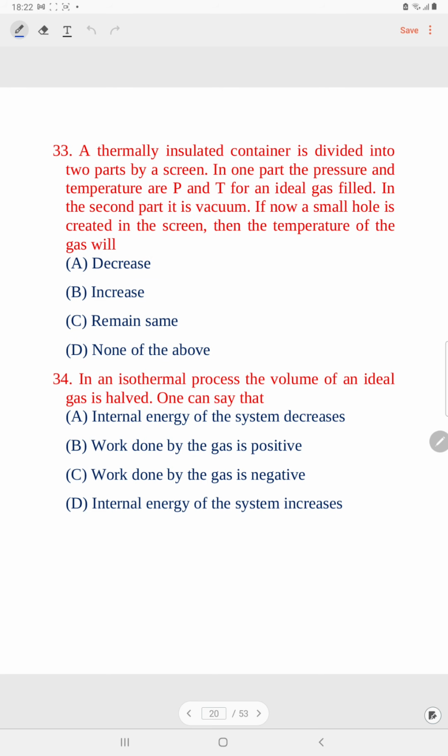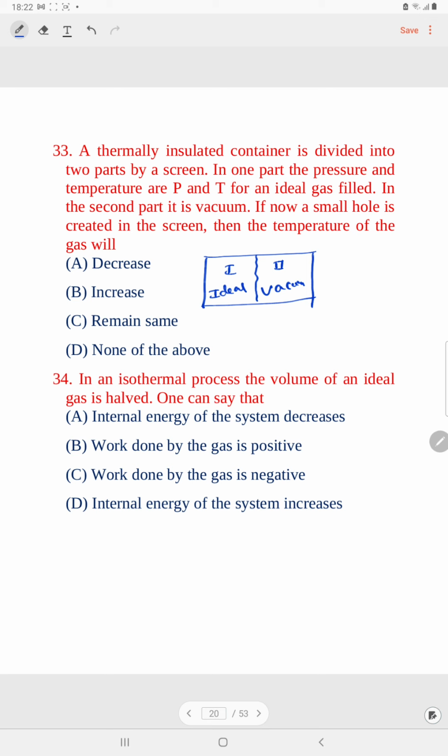33. A thermally insulated container is divided into two parts by a screen. Let me take a container, students. There is a container and I am dividing it using a screen. This is part 1, this is part 2. One part, at pressure and temperature P and T, is totally filled by an ideal gas at a certain temperature. But the other part is vacuum.